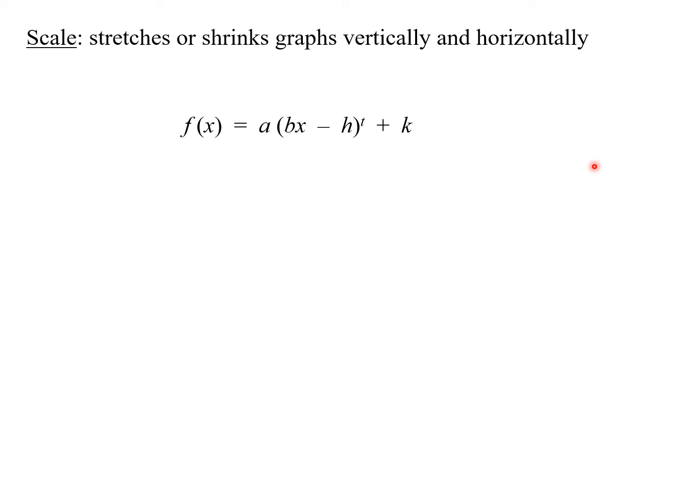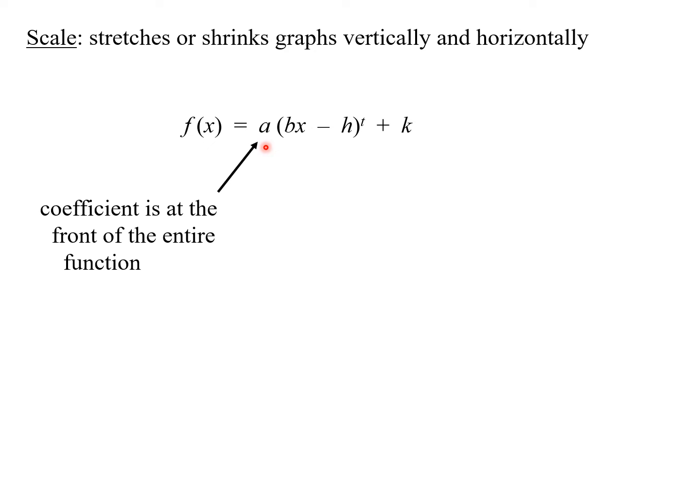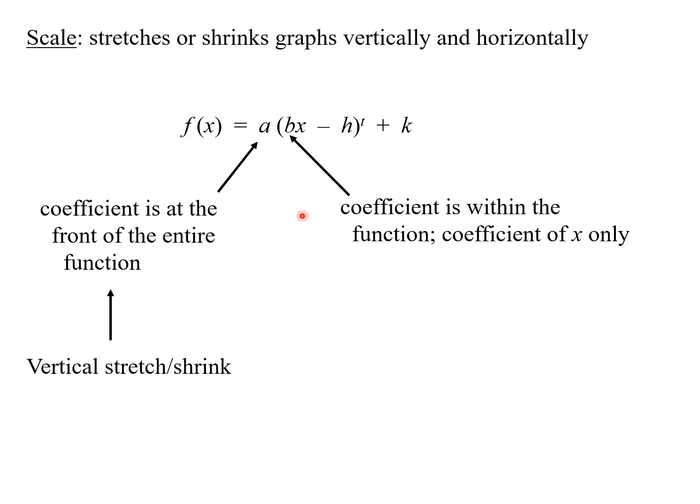So this is the general form for a scale. I have the A and B in there. The H and the K are the translations, but A and B are the stretches and shrinks. If the coefficient is in front of the entire function, it is a vertical stretch or shrink. If the coefficient is in front of only the x within the function, then it's a horizontal stretch or shrink.